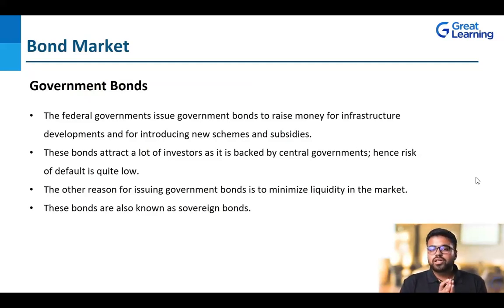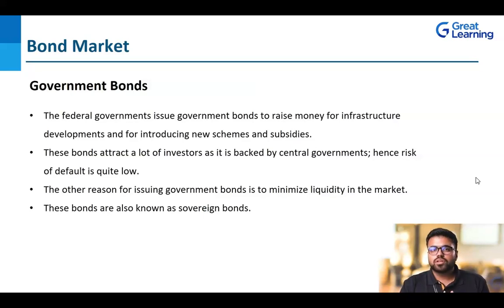The federal government issues government bonds to raise money for various developments, like, let's say, big infrastructure. You need to make express highways, you need to make large complexes, you need to make bridges, you need to lay down railway lines. All these things require a massive amount of capital. So the government issues bonds.